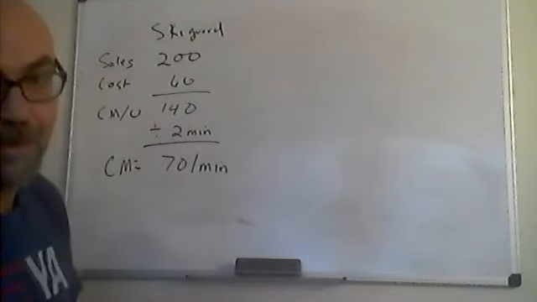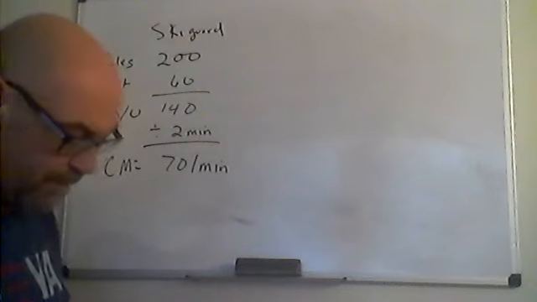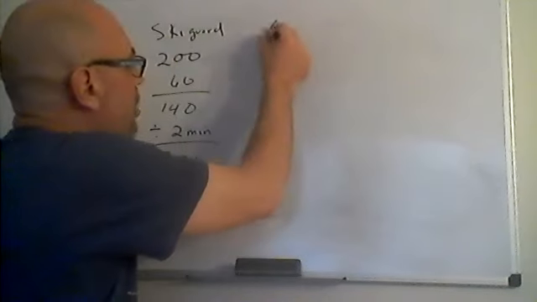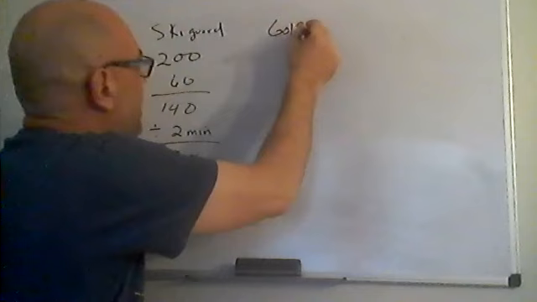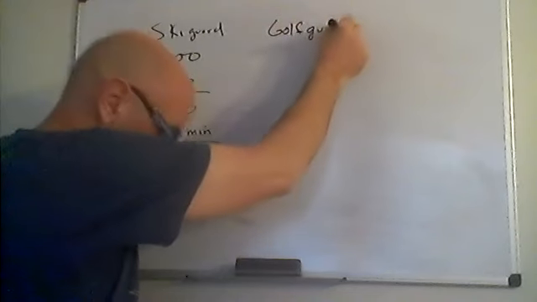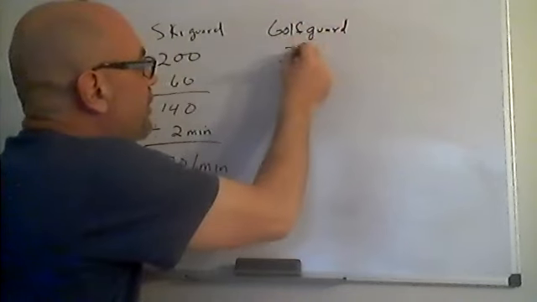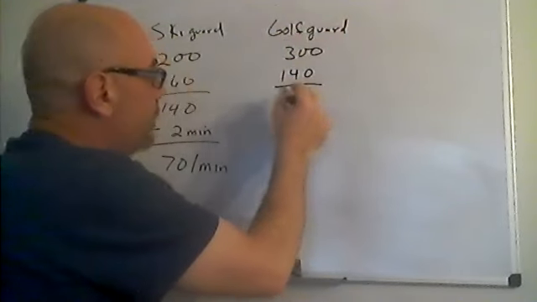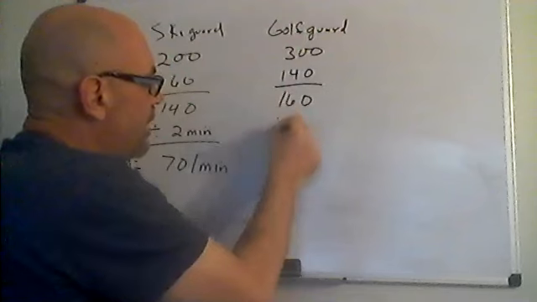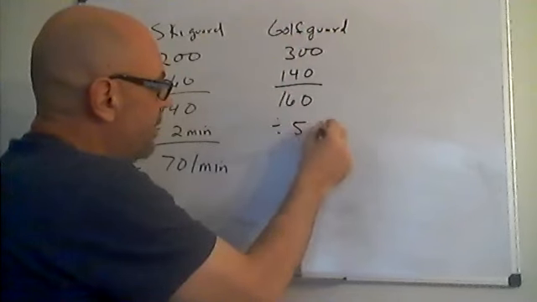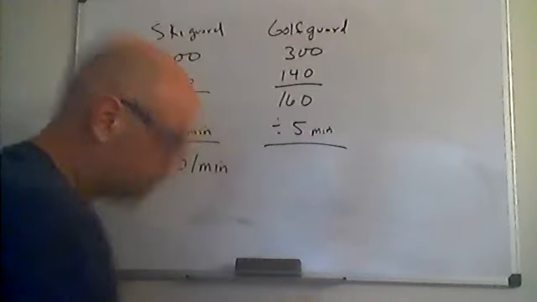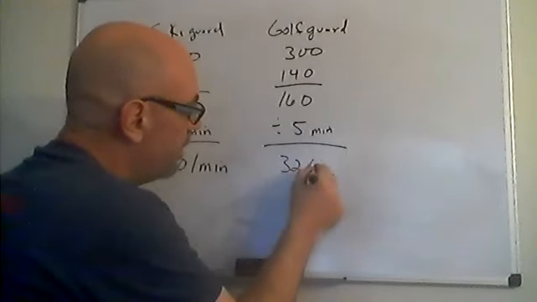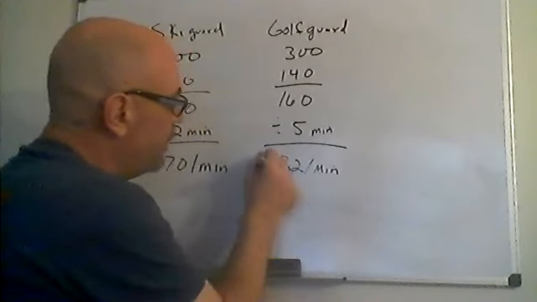And we get a contribution margin of $70 per minute. So we will do the same with all 3 of our products here. The golf guard sells for 300, has a cost of 140 for a contribution margin of 160. It takes 5 minutes. We get a contribution margin of $32 per minute.